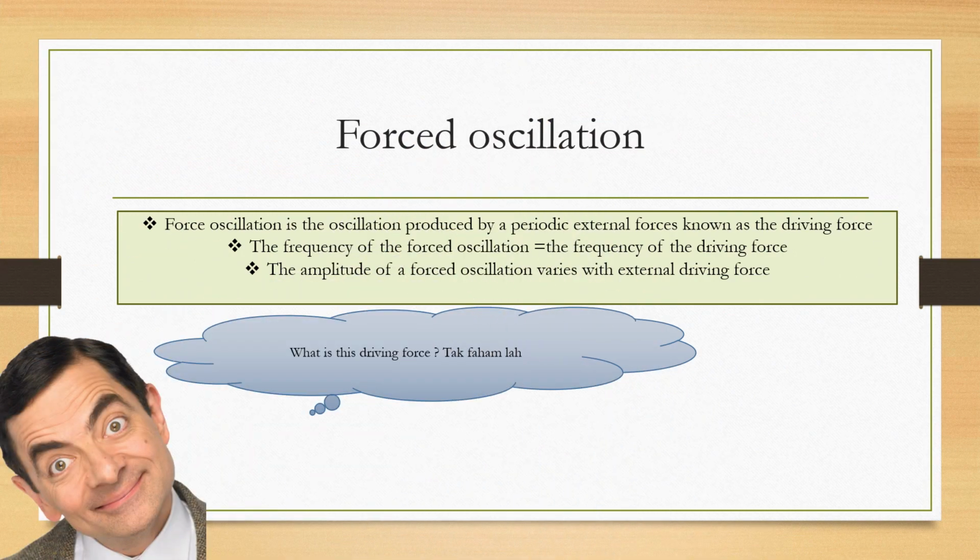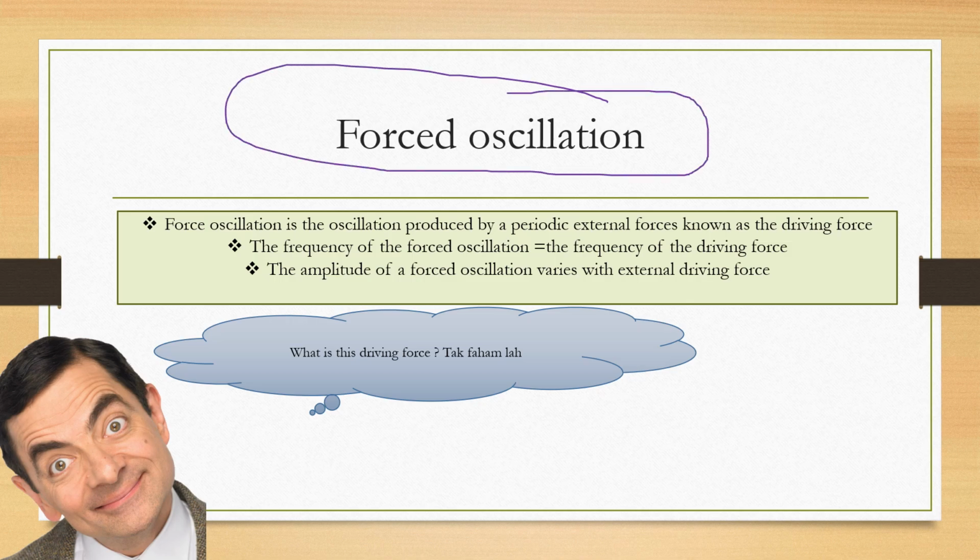Before we go forward, let's look at what we understand with the word forced oscillation. Going deeper, forced oscillation is oscillation produced by a periodic external force. Periodic means you continuously give the force. That's why it is also called the driving force. Driving force means continuously you give the force. And why is it called external? External means the forces are from outside the system. That is what is meant by forced oscillation.